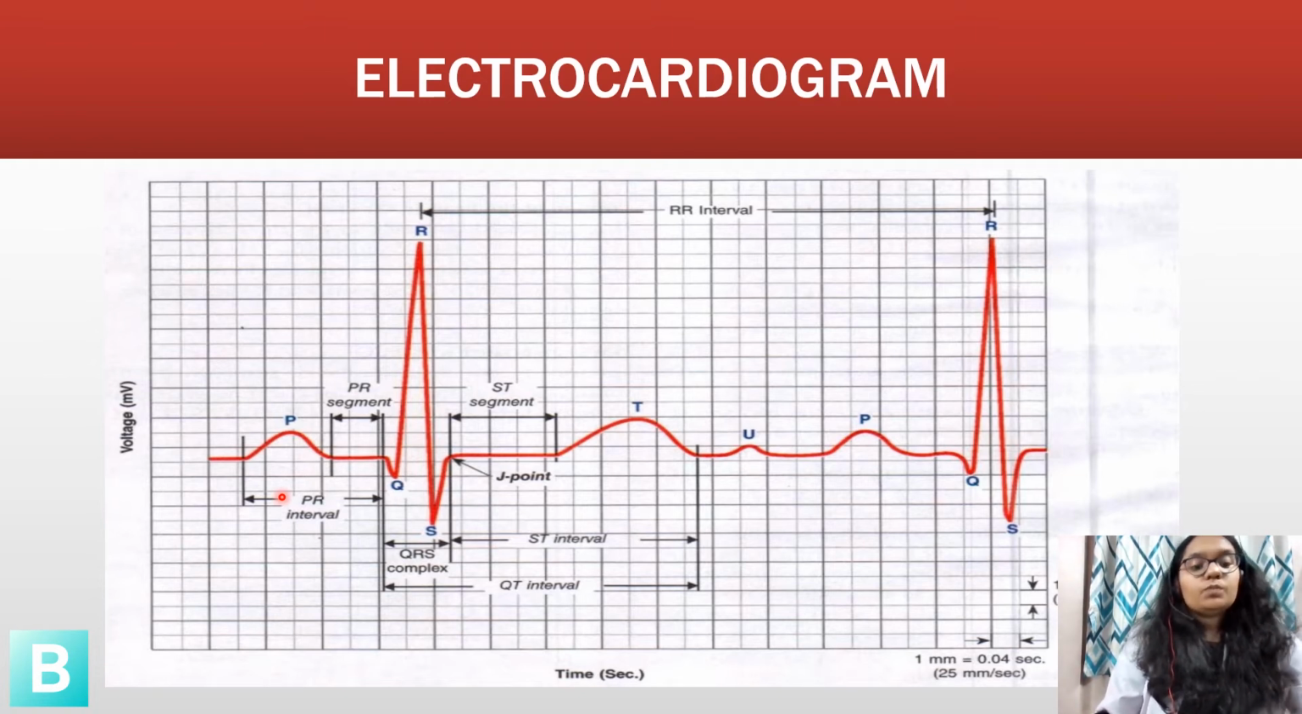If it is more than 0.2 second, there is delayed conduction in the bundle of His, while less than 0.12 second indicates ectopic pacemaker in the AV node. The QT interval is from the beginning of the Q wave to the end of T wave with a normal duration of 0.40 to 0.43 seconds. It represents ventricular depolarization as well as repolarization.